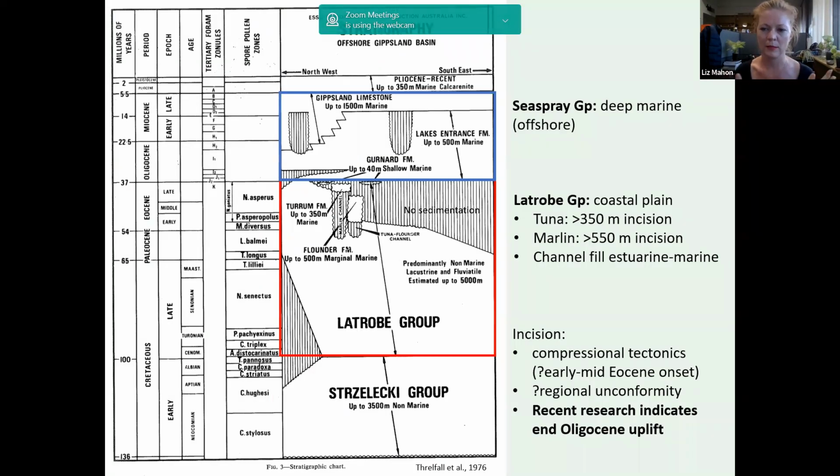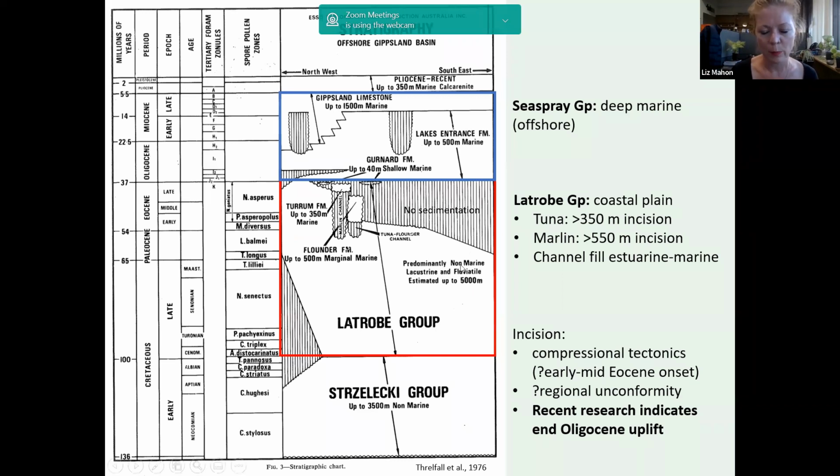The stratigraphy of the Gippsland Basin can be divided into three broad groups: the Strzelecki, the Latrobe, and the Seaspray groups. We're interested in the Latrobe Group today, which consists of stacked coastal plain and shoreface deposits. From the late Cretaceous to roughly the end Eocene, the Latrobe Group was strongly transgressive, so it backstepped across the basin. In front of these backstepping shoreface deposits, the flooded marine shelf was quite sediment starved, so there was not much sedimentation going on in that marine environment. Overlying the Latrobe Group is the Seaspray Group, which offshore consists of cool water deep marine carbonates.